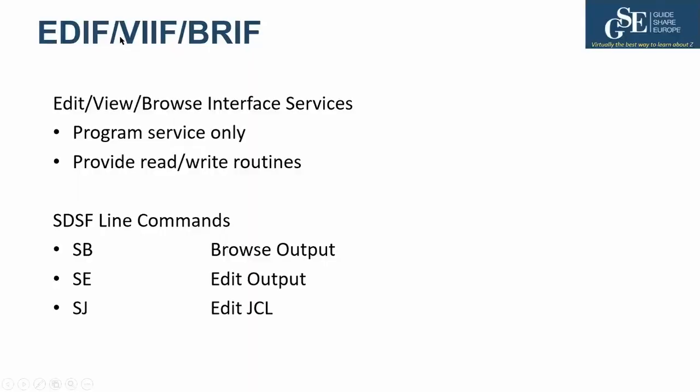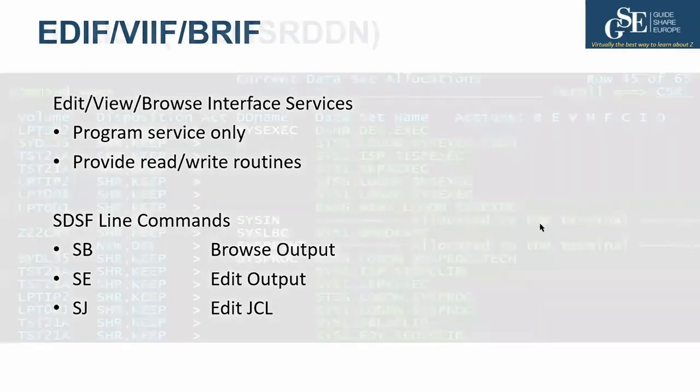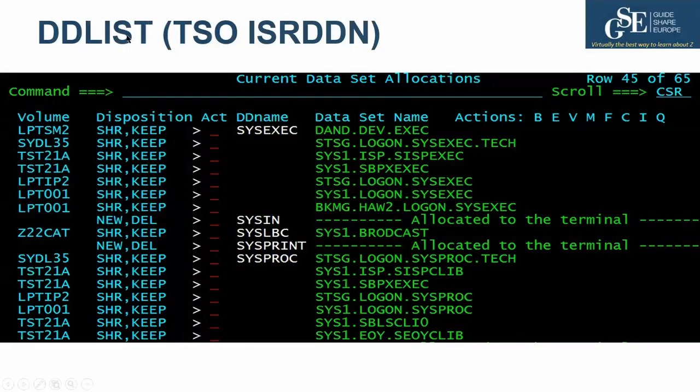EDIF, VIIF, and BRIF are browse interface services. You have to use a programming language, not an interpreted language, for these. You provide the read and write routines. That's how SDSF does SB, SE, and SJ, their line commands. DDList or TSO ISR DDN is another way to get to the editor. You can use the E line command and do just a single or a full concatenation.